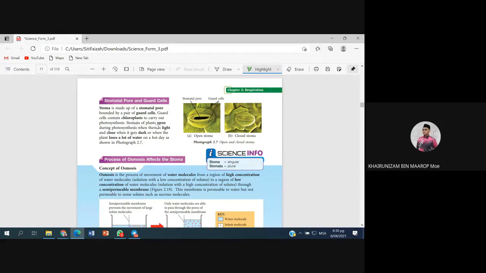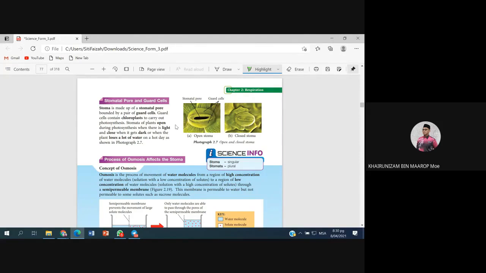Stomata of plants open during photosynthesis, during the day when there is light, and close when it gets dark, or when the plant loses a lot of water on a hot day. Okay, so how do the stomata close and open? During the day, the guard cells carry out photosynthesis. You know that. The glucose produced increases the osmotic concentration.